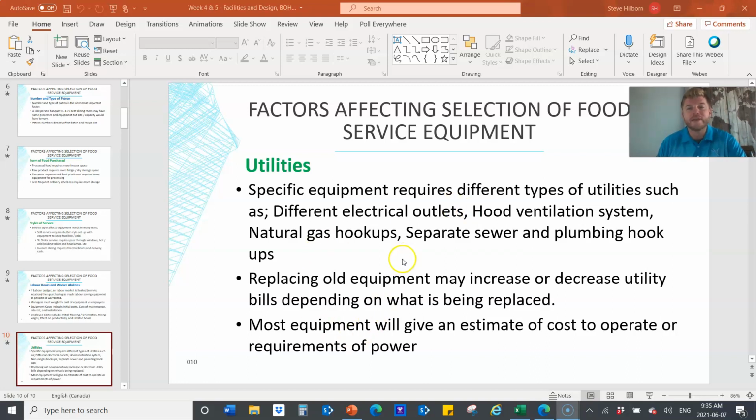So ensuring that you have the right kind of hookups, the right kind of gas hookups, separate sewer and plumbing, good equipment that will work, as well as most equipment will give you an estimate of cost to operate or requirements of power. Even commercial, if you go into a Home Depot or a Rona or a Lowe's or something like that, and you walk by all the fridges and freezers and stoves, it'll tell you the expected cost per year to run this piece of equipment.